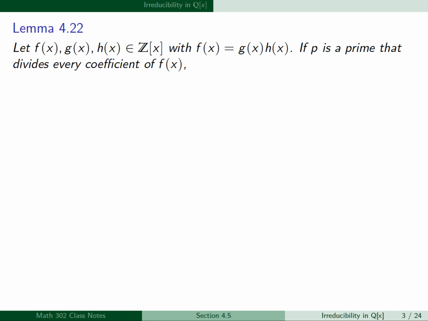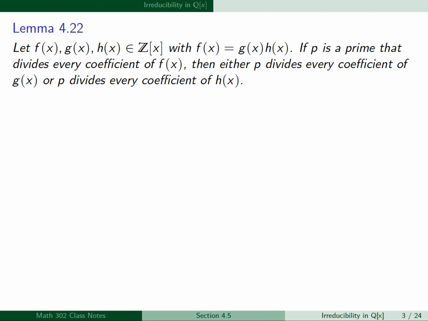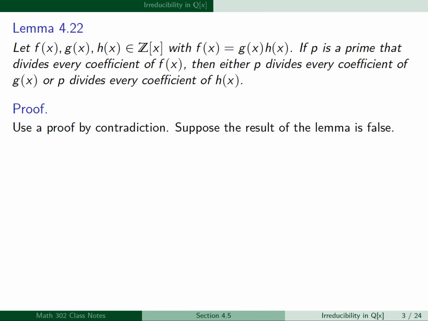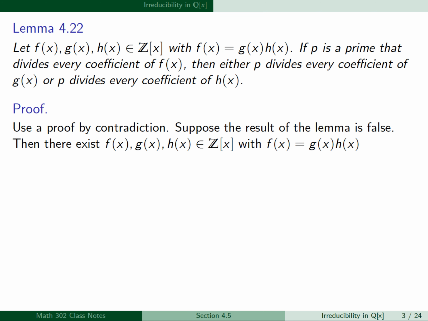This is Lemma 4.22. Let f(x), g(x), h(x) be polynomials in Z[x] with f(x) equal to g(x) times h(x). If p is a prime that divides every coefficient of f(x), then either p divides every coefficient of g(x) or p divides every coefficient of h(x). To prove this, we'll use a proof by contradiction. So suppose the result of the lemma is false.